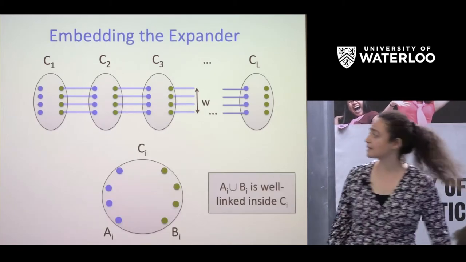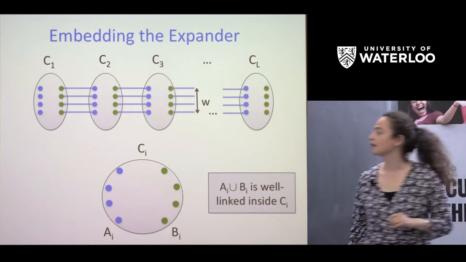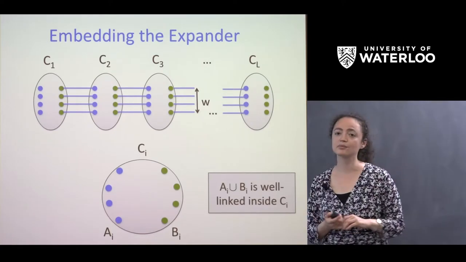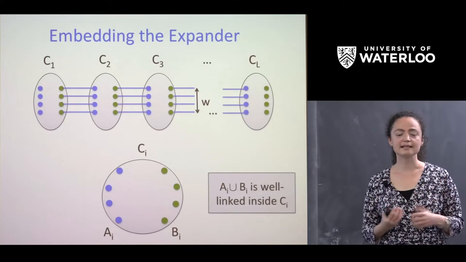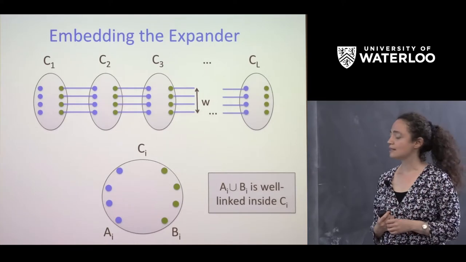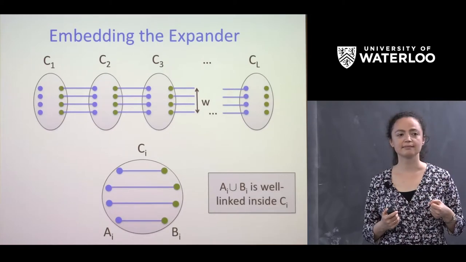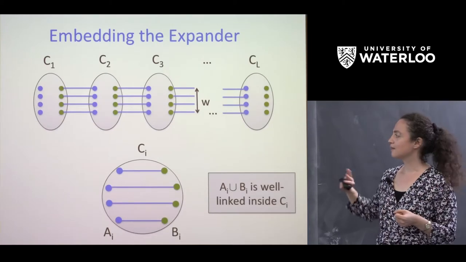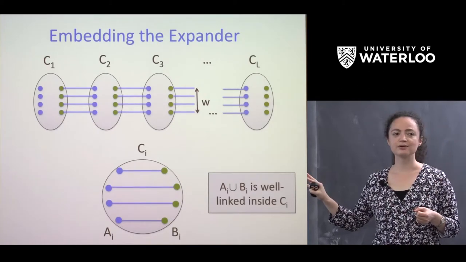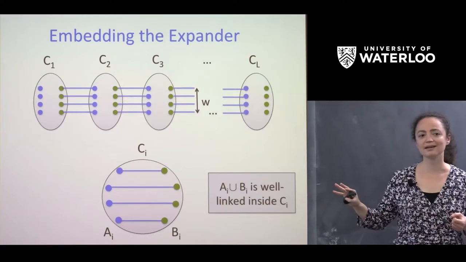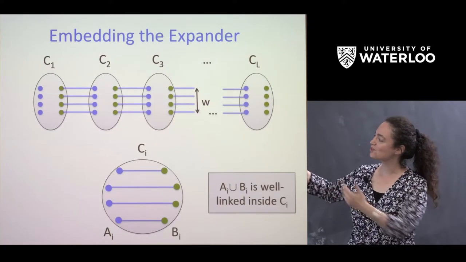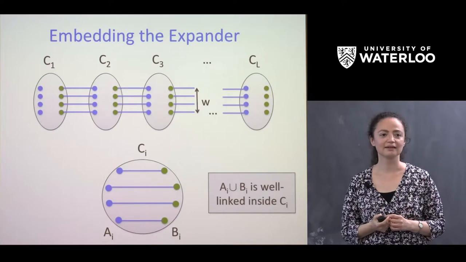So first of all, let's look inside some cluster Ci. We have these two sets of vertices Ai and Bi, and they're well linked inside Ci. This means that I can connect Ai to Bi by disjoint paths like this. Again, I have no control over the specific matching that's going to be routed. It can be anything. So whatever it is, I'm going to rearrange my picture to look nicely like that.